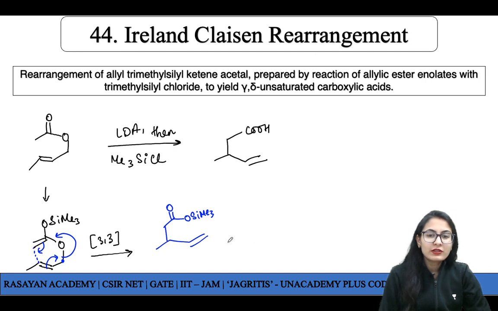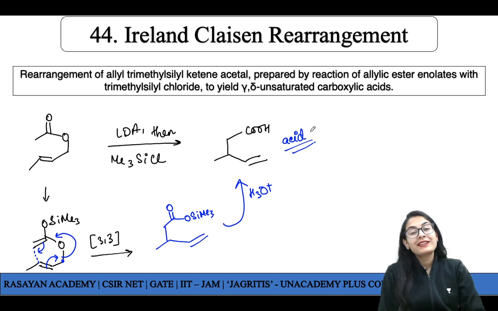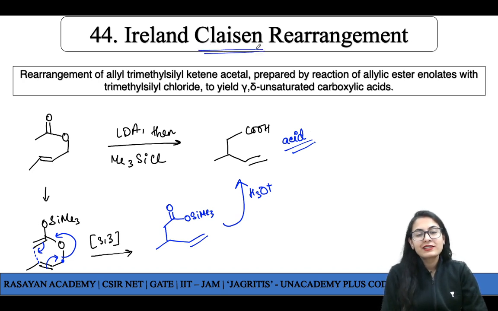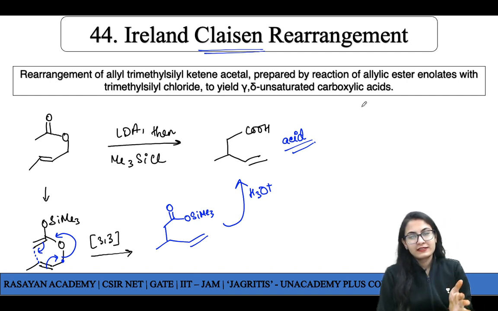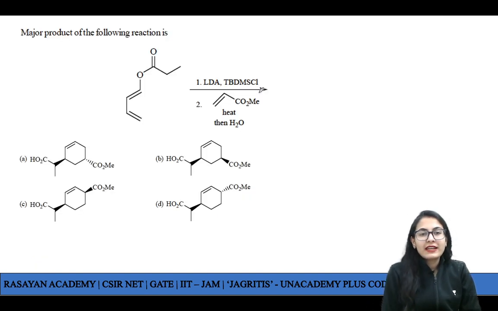So this is how the molecule looks like after hydrolysis. After hydrolysis, you get the acid. So many Claisen rearrangement reactions. We actually have the Johnson-Claisen giving you the ester, we have Eschenmoser-Claisen giving you the amide, and we have Ireland-Claisen giving you the acid. All of these are gamma delta unsaturated carbonyl molecules. Now we are directly going to jump on to your previous year questions.